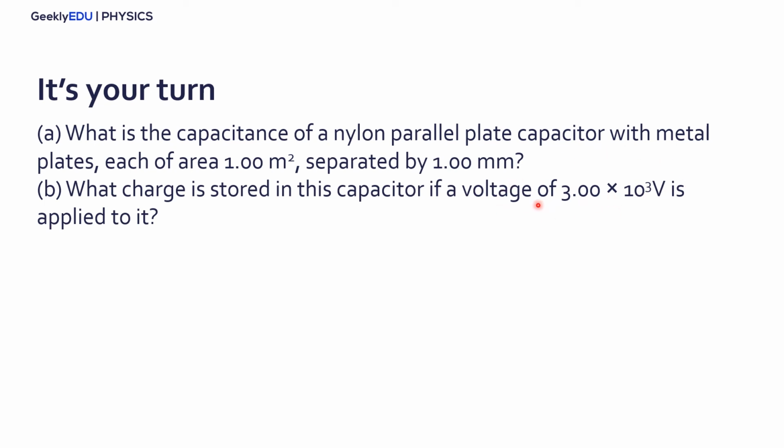Okay, so I'm giving you the dielectric constant of nylon, that's 3.4. We can find it in several tables and books for different materials, and also the permittivity of free space. So do your calculations and comment your answers in the comments section.